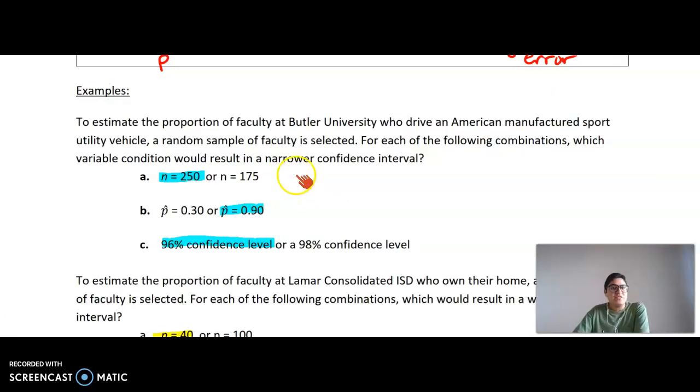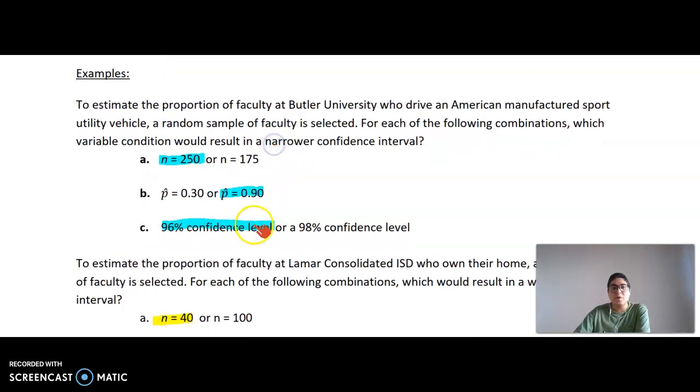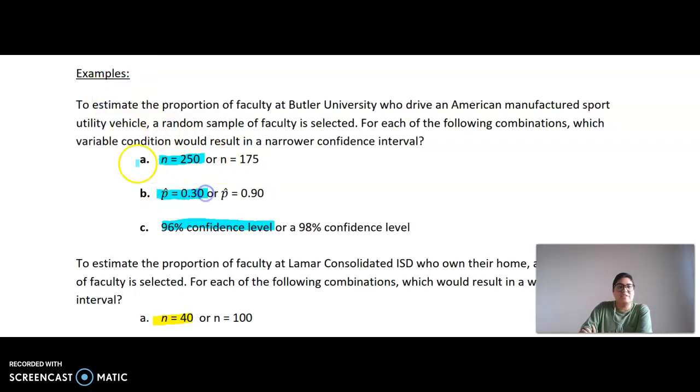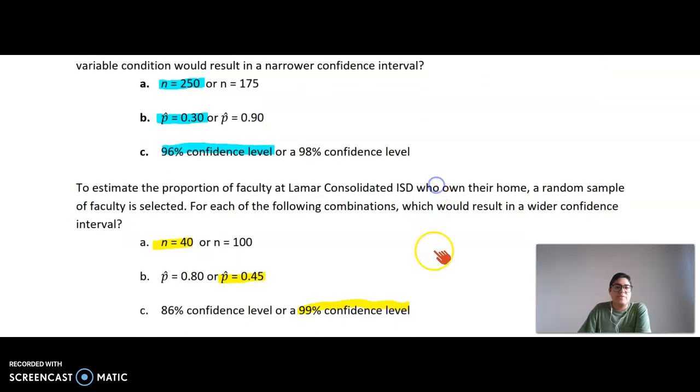Now, go ahead and review your answers. If I want a narrower interval, I'm going to want a larger sample size. I'm going to want a proportion closer to 0.5 and a lower confidence level. And I think I accidentally made a mistake right here, because if I want to be closer to 0.5, well, 0.3 is 0.2 away from 0.5, whereas 0.9 is 0.4 away from 0.5 here. So it looks actually as though I should pick 0.3 here. My bad. I didn't even randomize the answer choices. Whoops.